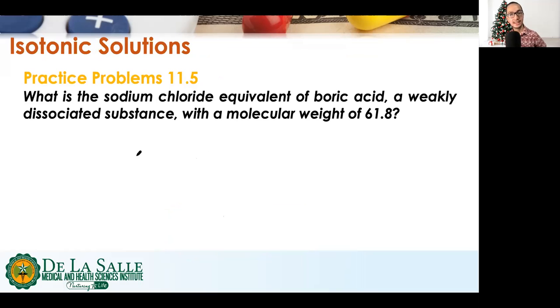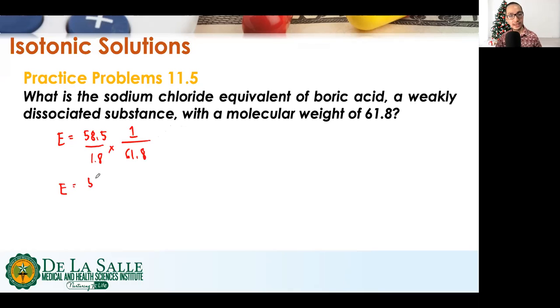Let's have an example to illustrate how we use the E value. What is the sodium chloride equivalent of boric acid, which is a weakly dissociated substance with a molecular weight of 61.8? E, or the sodium chloride equivalent of boric acid, is equal to 58.5 divided by 1.8 times the I of the substance, 1, divided by the molecular weight of the substance, 61.8. Now, just a clue, we can include the units here.